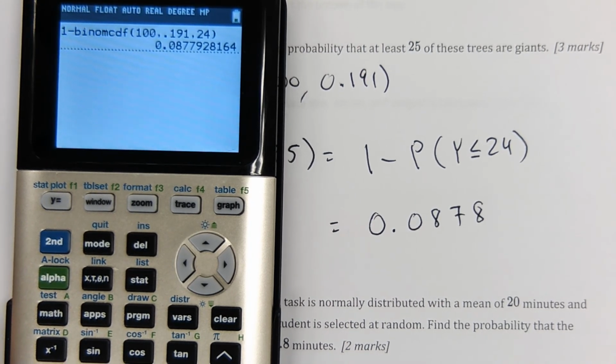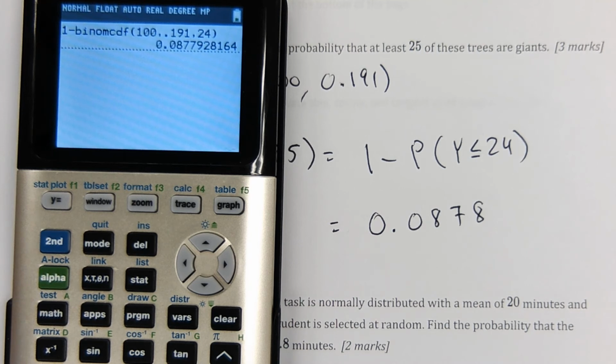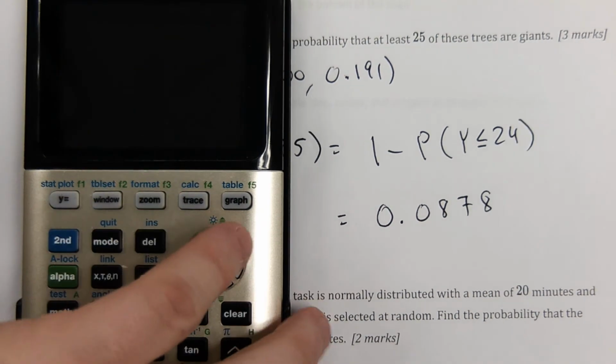So sad. Well, think about it. The probability a tree is giant is only 19%. So it should be pretty uncommon. Deforestation.